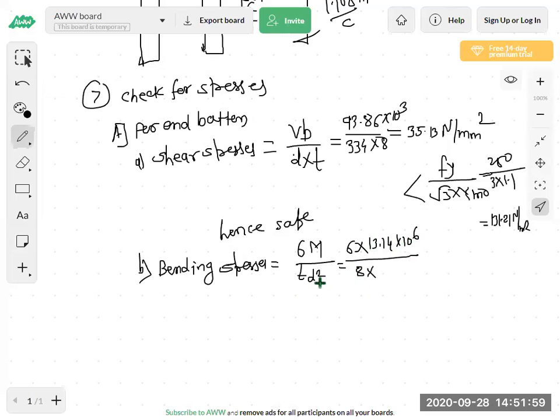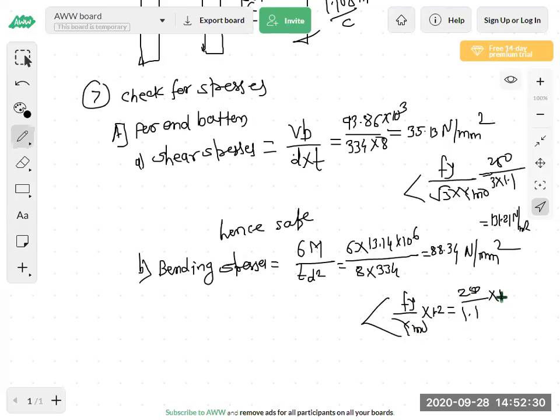Now the depth of end batten is again 334. How much is the bending stress in Newton per mm square? 88.34 Newton per mm square. Now again this should be less than Fy divided by gamma m0 into 1.2. So here Fy is 250 divided by gamma m0, 1.1 into 1.2. So how much is this value?